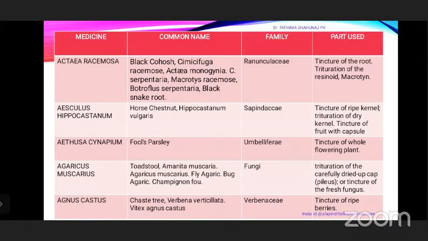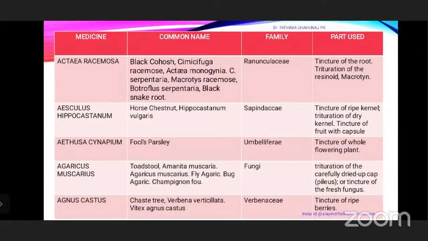And then Aesculus is horse chestnut, and the family is Sapindaceae. The tincture of the ripe kernel, meaning it is prepared from the ripe kernel, is used to make tincture, trituration, and also with the fruit, capsules can be used. Then Aethusa, it's fool's parsley, Umbelliferae family, and tincture of the whole flowering plant is used.